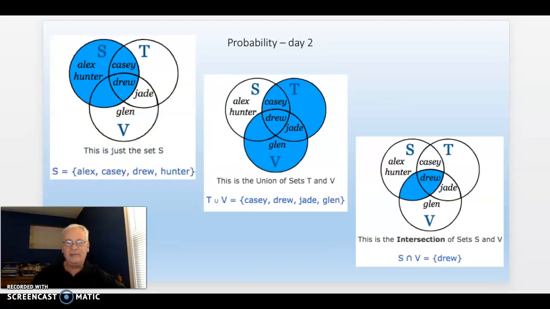Or just to show some examples. All right, this is just set S right here in blue. This one is the union of T and V, all right, in blue right here. These 2 together. T or V. And down here is the intersection of S and V. It's only Drew. All right, this is and. It has to be in both S and V. And Drew's the only one, okay?